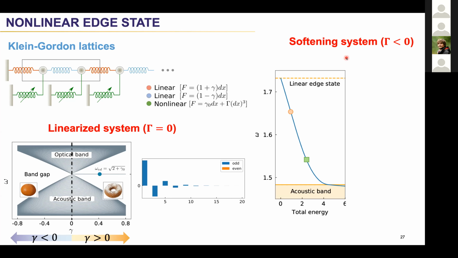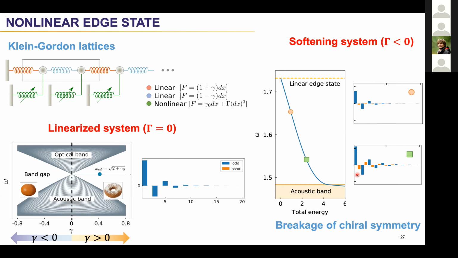What's interesting is that when we look at the mode shapes, or the nonlinear periodic solutions at these points, we have non-zero displacement, which was not present in the linear dynamics. And this is the sign of breakage of chiral symmetry due to nonlinearity.